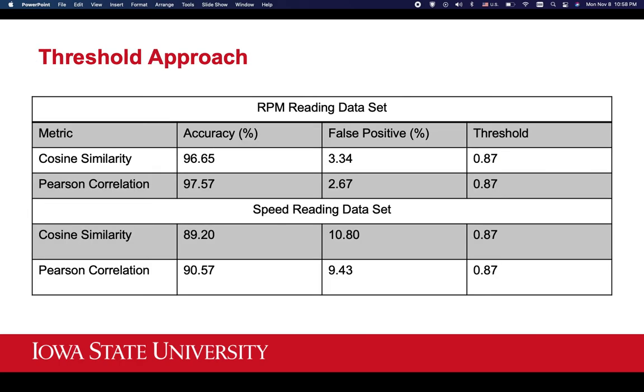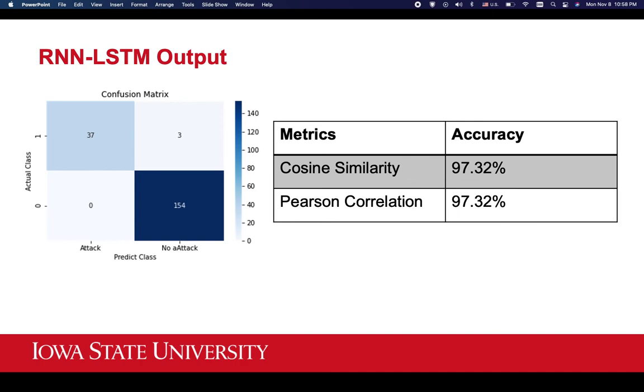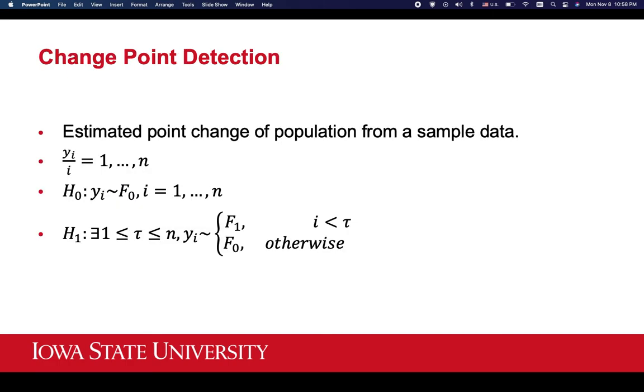This is just a time plot of the two distributions. As a result, we use a threshold of 0.87. Above that, it's no attack. Below that, there's an attack. We had 3.3 and 2.67 false positives for the RPM, and for the speed it was a little bit higher. Also for the LSTM, we only missed 3, so it was pretty accurate. It was 97.3%.